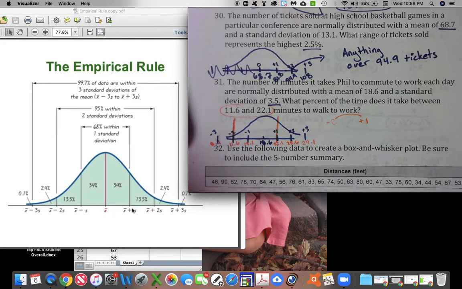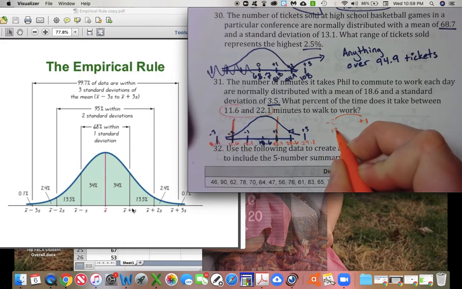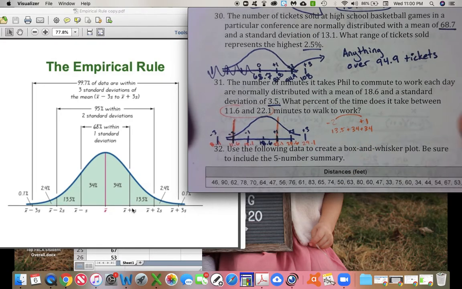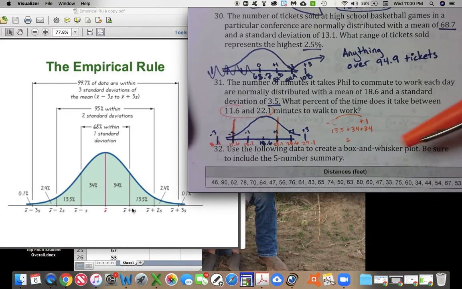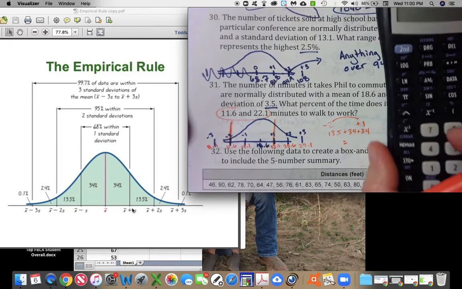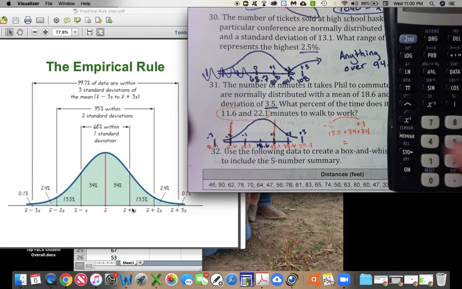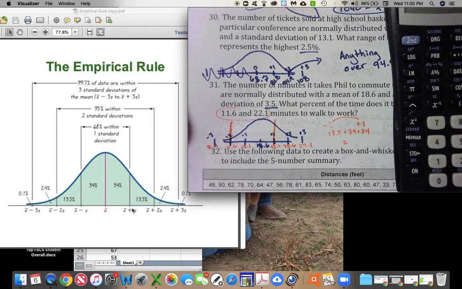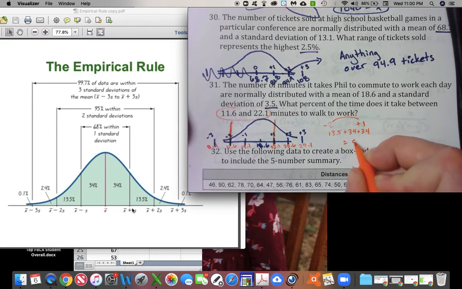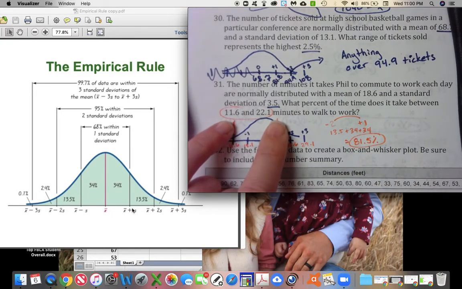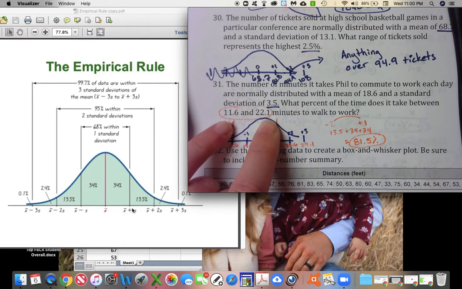Between -2 and +1, that would just be 13.5 plus 34 plus 34. Those percentages are going to give me my percent of the time. So 81.5% of the time, it's going to take Phil between 11.6 and 22.1 minutes to walk to work.